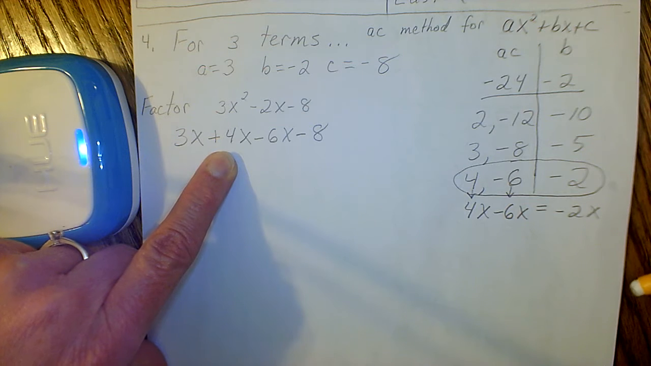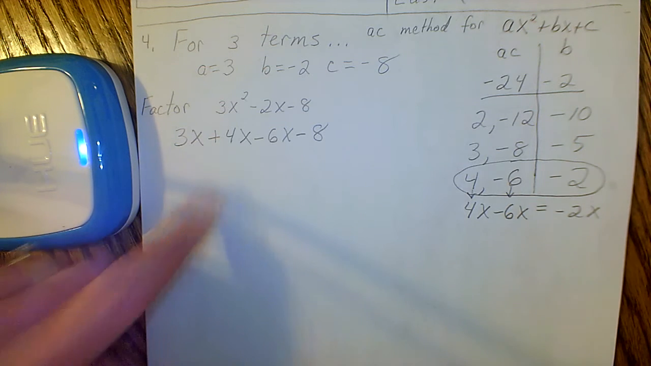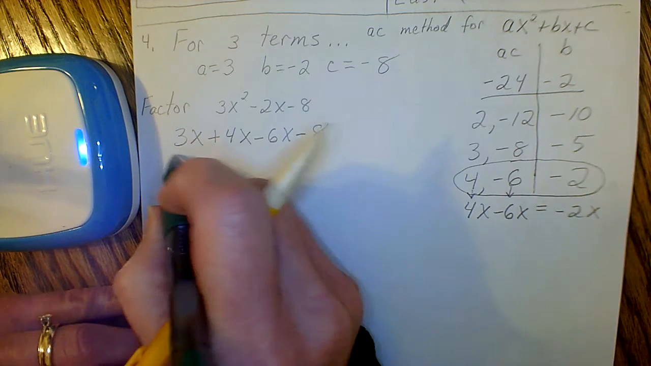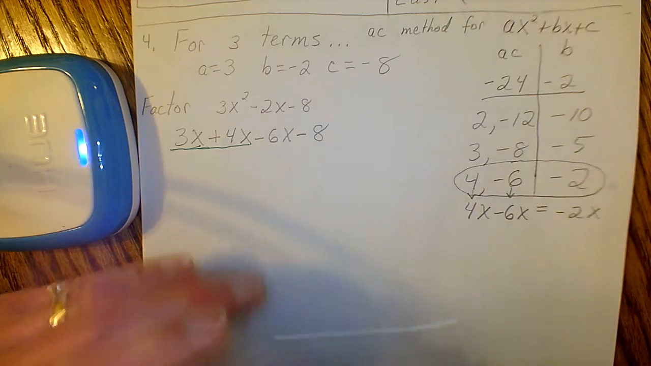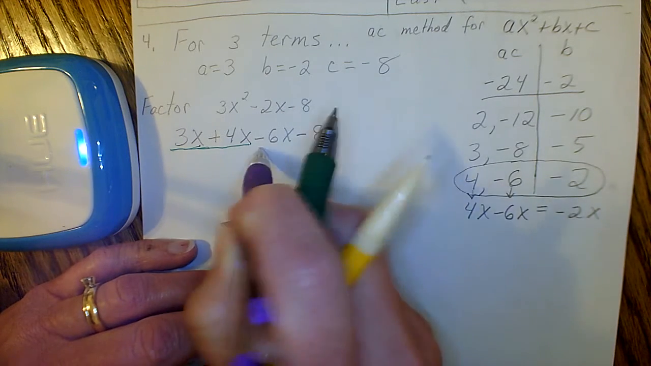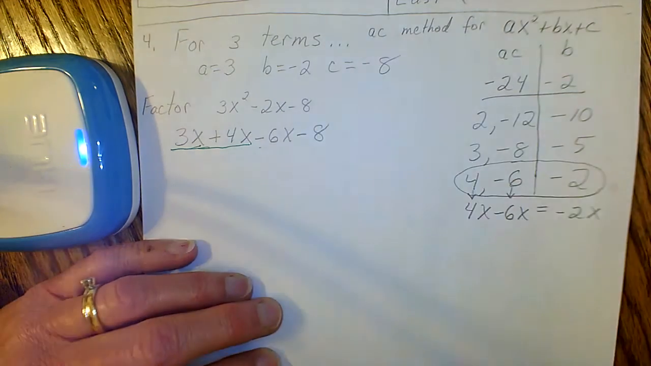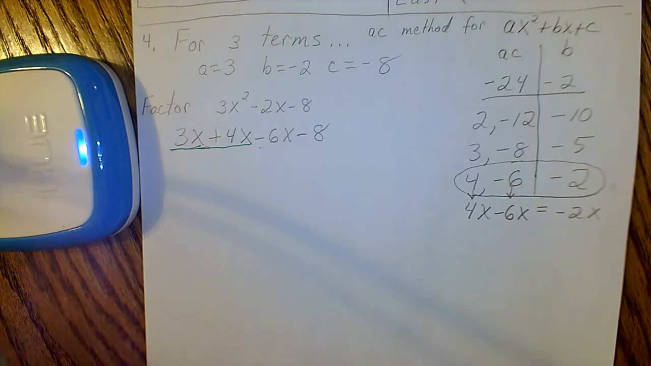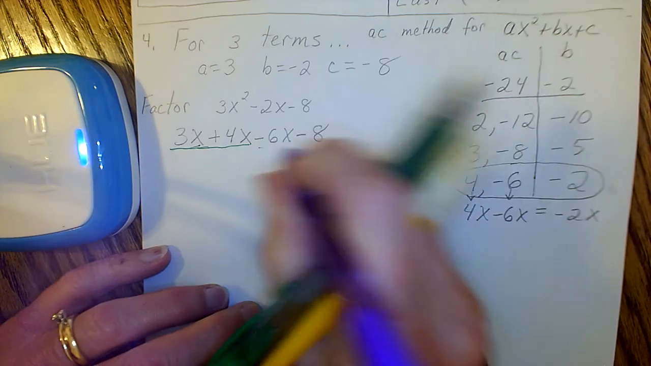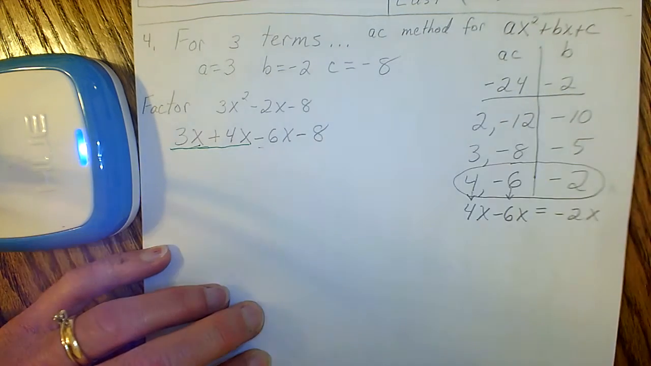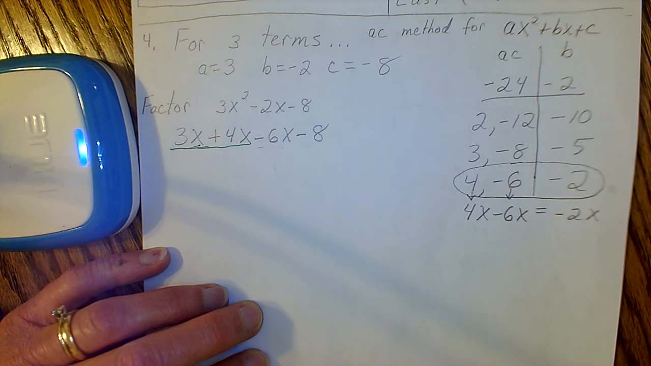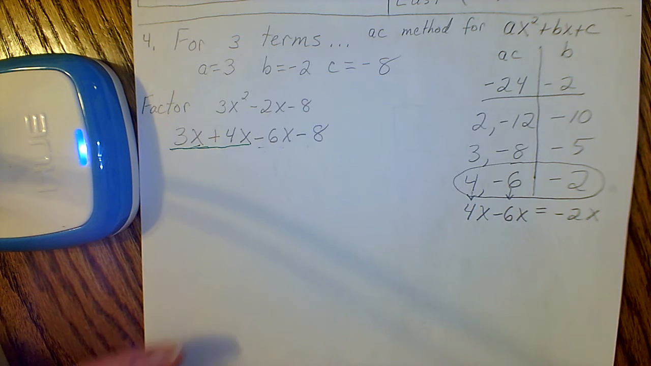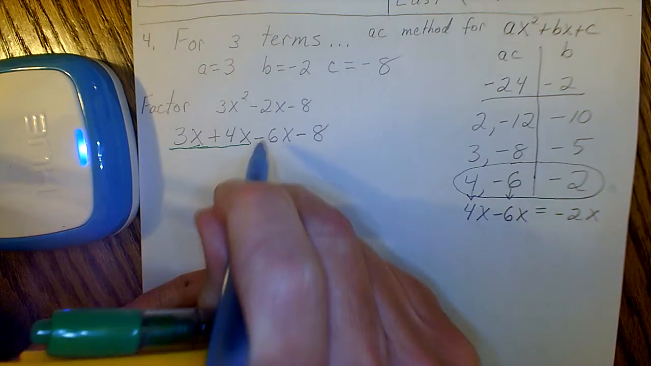I now have 4 terms. When I have 4 terms, I'm going to try and factor by grouping. I'm going to make a group of 2 here and another group of 2 here, and I'm going to see what I can factor out of those. And so from the first group, I'll go with blue.